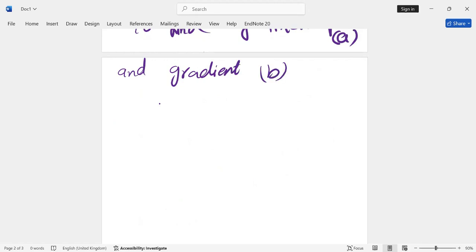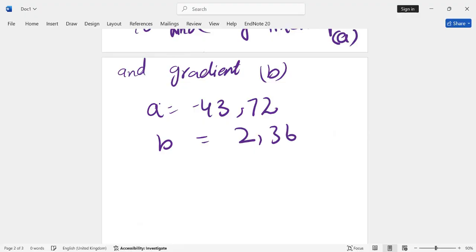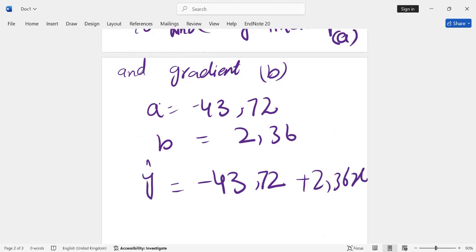When we use the calculator to find the output, a is equal to minus 43.72 and b is 236. So we just write the equation: y equals minus 43.72 plus 236x, and this is the required equation that we need to find.